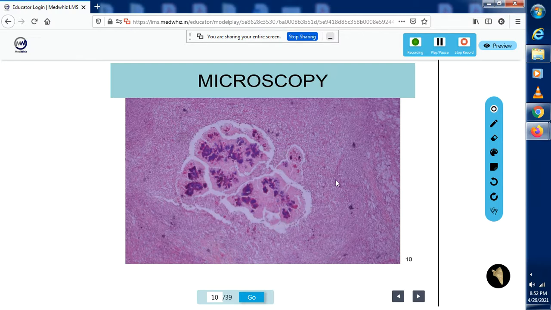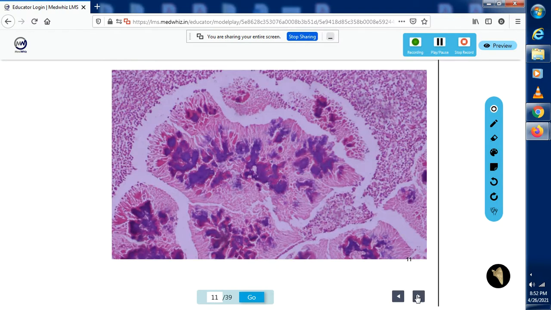In the surrounding area, you can see inflammatory cells. I'll show you in the high power. So this is a high power view of the same. This is the actinomycotic colony, and in these surrounding areas there are inflammatory cells. The inflammatory cells we are supposed to write are the neutrophils, lymphocytes and the plasma cells.